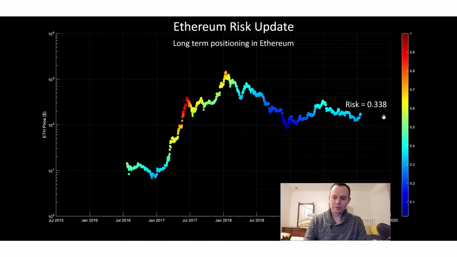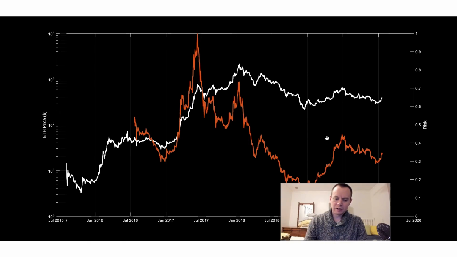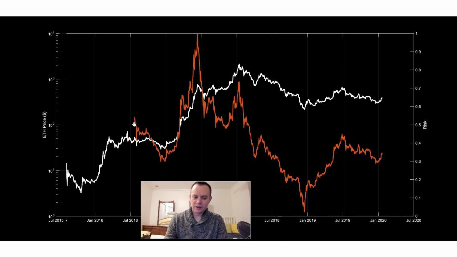When I showed this color bar, it's obviously hard to tell the exact numerical value, so I like to also draw the risk indicator on a secondary y-axis. The white line is the price, and it corresponds to the primary y-axis over here, and this orange line is the risk, and it corresponds to this axis over here. So you can see how it goes all the way up, and then it went all the way down, close to 0, and now we're moving back up. Throughout 2019, throughout the first half, and then through the second half, we basically went from a risk of maybe around 0.45 or so down to say 0.3.